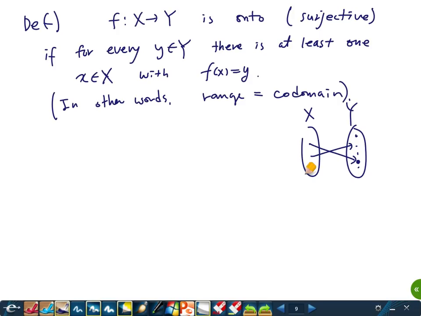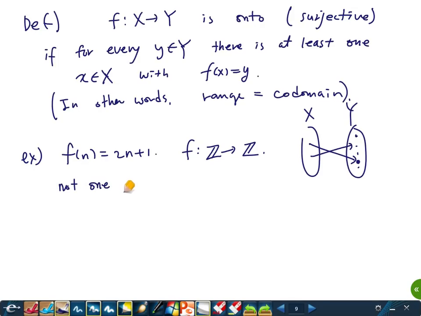So, for example, f of n equals 2n plus 1. Is this an onto function? Is this onto or not onto? Yeah, it depends. It depends on what x and y, the domain and codomain, are. Let me say it's a function from Z to Z. Is this an onto function? It's not. It's not onto.